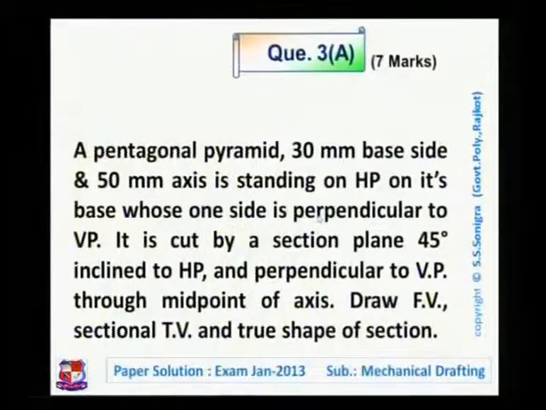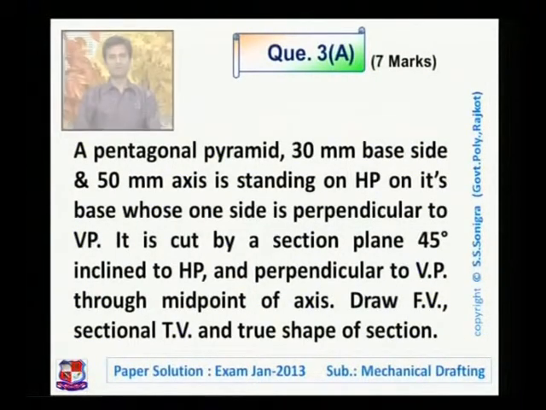Now next question, question number 3a, asked for 7 marks. A pentagonal pyramid, 30 mm base side and 50 mm axis, is standing on HP on its base, whose one side is perpendicular to VP. A pentagonal pyramid is given, and its one side is perpendicular to VP.